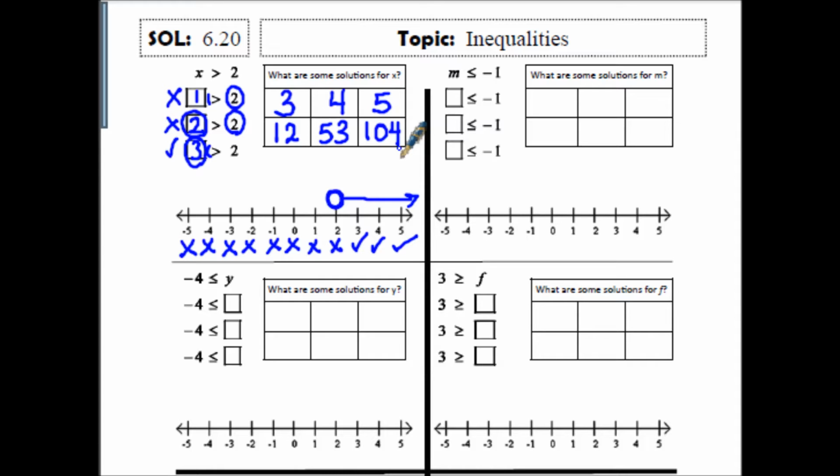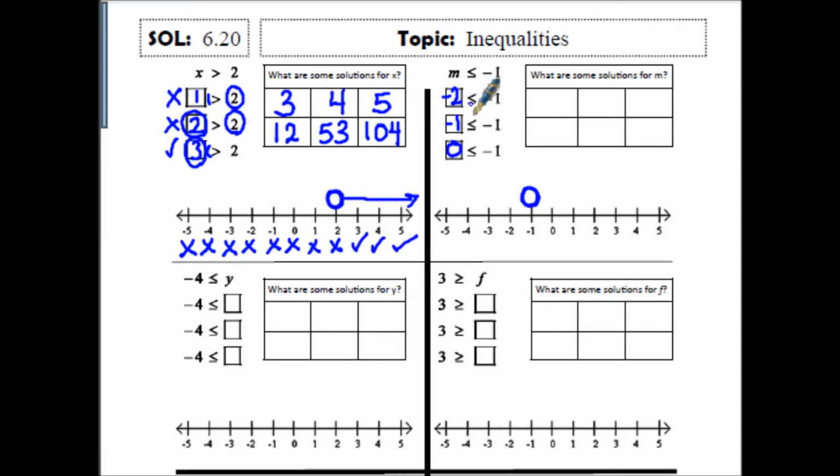Now we're going to graph m is less than or equal to -1. So we're comparing it to -1. That's the first thing that we should look at, and that's where the circle is going to go, because that's the number we're comparing our variable to. And we're going to pick one to the left, or a smaller number, and one number to the right, or a bigger number than -1, and see which one of these actually works.